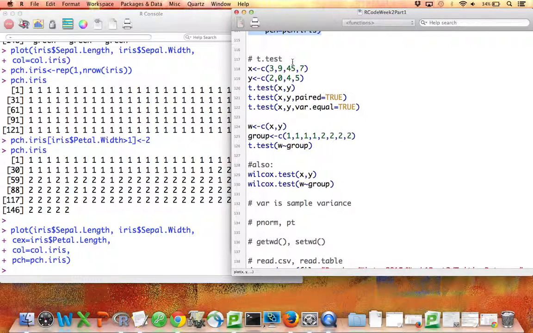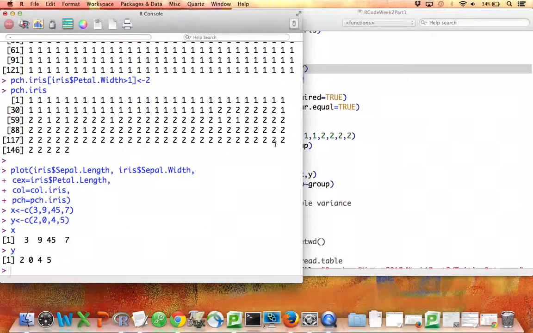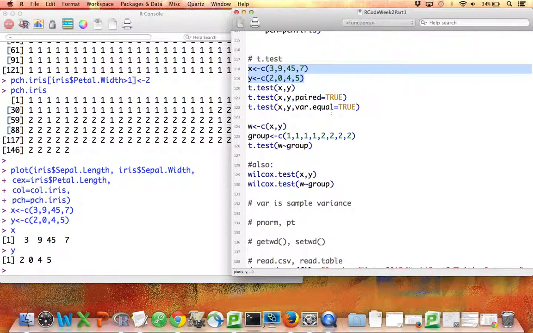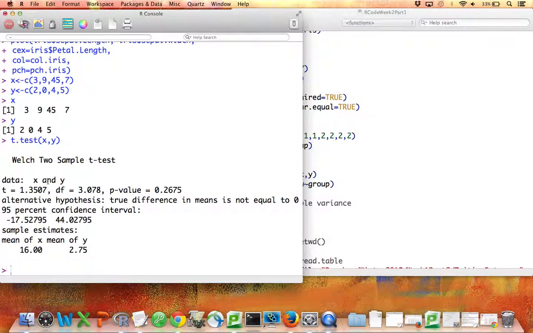Next, let's look at how to use the t-test command. So let's make up two arbitrary vectors. I'll make up x and y, and I can see them. There's x and there's y, just some numbers that I made up. The simplest way to run t-test is to say t.test x comma y, the two arguments of the two vectors that you're looking for. And if I do that, a bunch of stuff will be spit out.